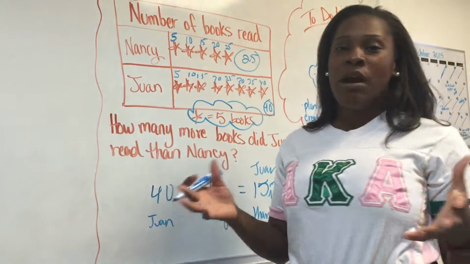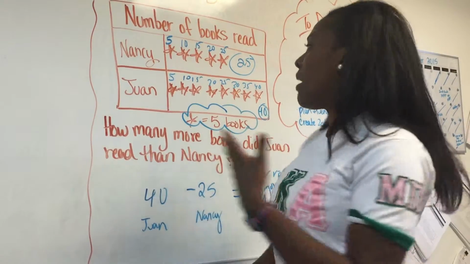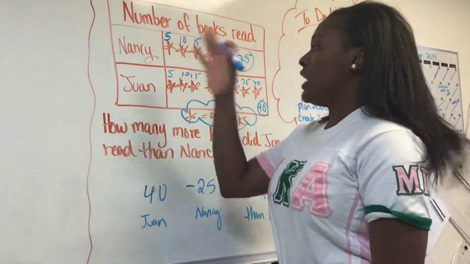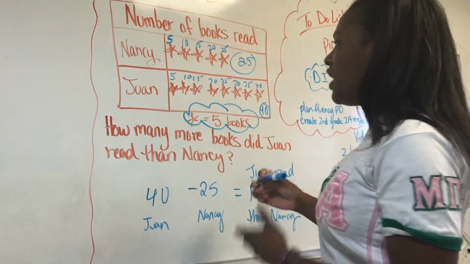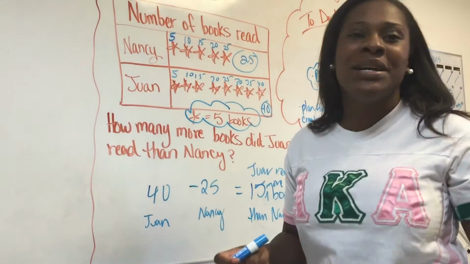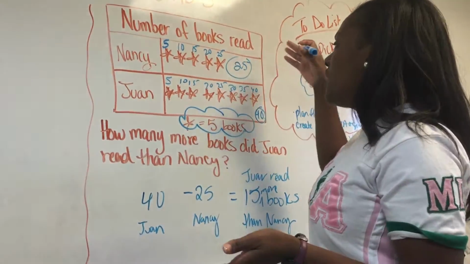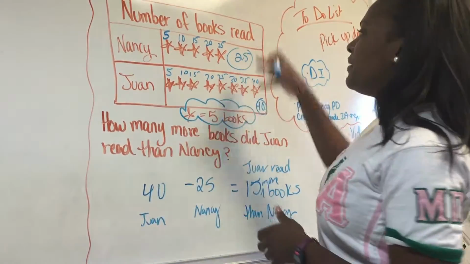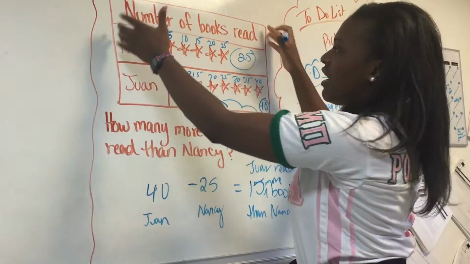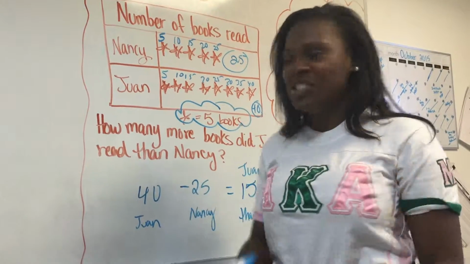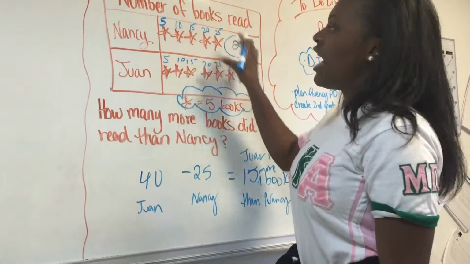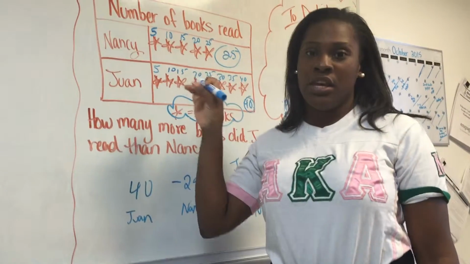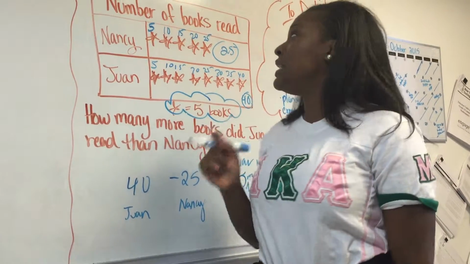And the thing about this problem is that they're going to ask several questions. They'll probably ask, how many books did Nancy and Juan read all together? So then that's going to be 40 plus 25, which is 65. Or they can ask different questions like, how many more books does Nancy need to get to the same amount that Juan has? That's 15. So they're going to ask several questions just around this diagram. What trips kids up is just not identifying the key and labeling the actual graph based on the key. So that's the standard 3.MD.3.